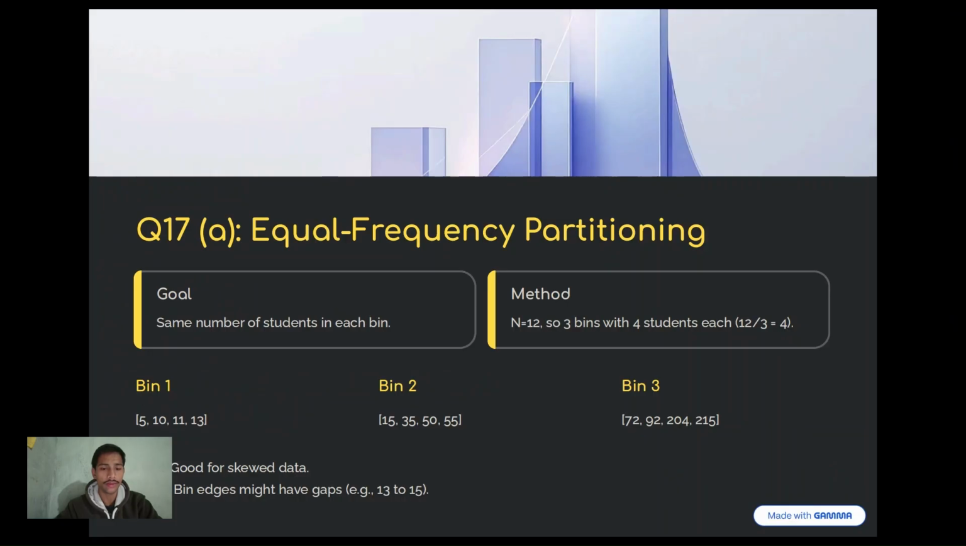Bin 2 takes the next 4: 15, 35, 50, and 55. Bin 3 takes the final 4: 72, 92, 204, and 215. This method is excellent for skewed data but can create odd gaps between the bin edges.